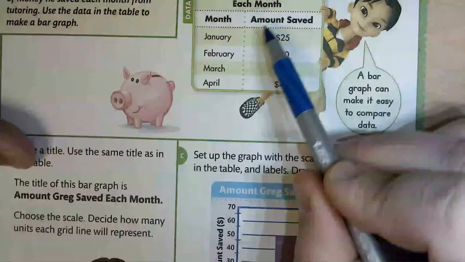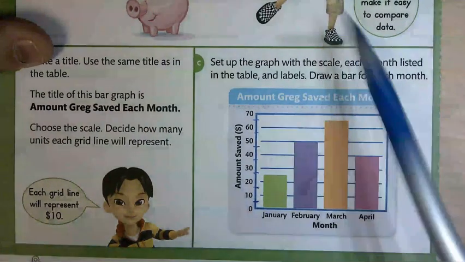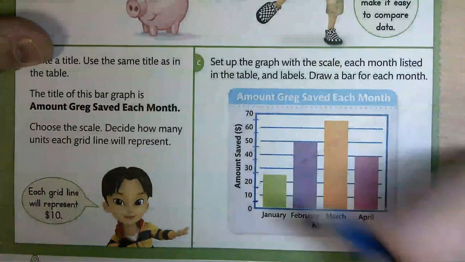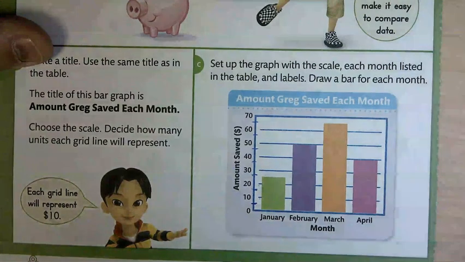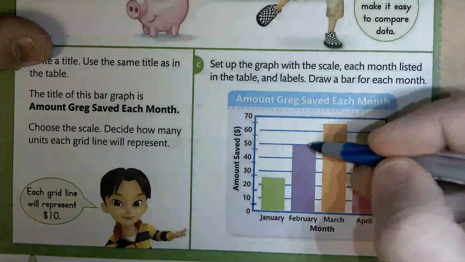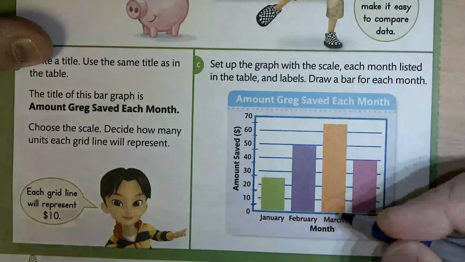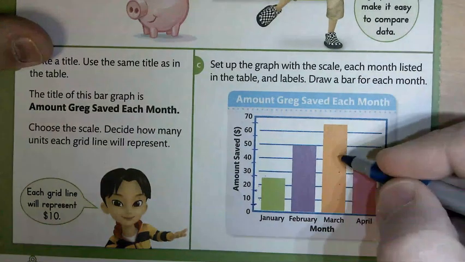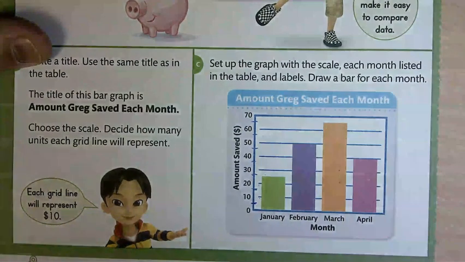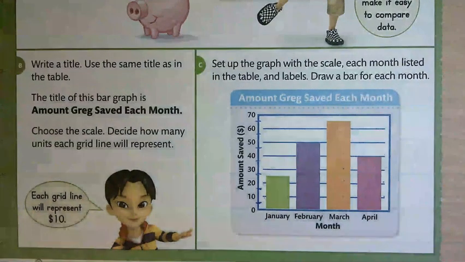So we've got our data up here. I'm going to be talking about it as we look here. So in January, he saved 25. So 10, 20, and then look at that. He went to that halfway mark for 25. In February, he saved 50. So 10, 20, 30, 40, 50, and then made that bar. In March, he saved 65. So 10, 20, 30, 40, 50, 60, and then we needed that 5 in between. And in April, he saved 40. So 10, 20, 30, 40. All right. It's just a way for us to look at that.